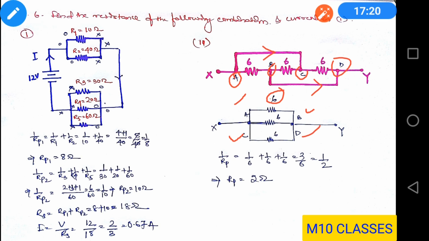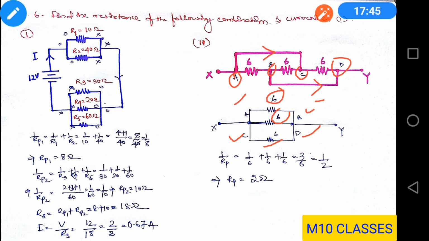So what next? Just arrange the resistors. Between A and B we have already taken the 6 ohm resistor. Between B and C there is also a 6 ohm resistor. Here is B, this is C, so between B and C 6 ohm again. Between C and D again 6 ohm. So as per the arrangement we have seen here, all the 3 resistors are in parallel.